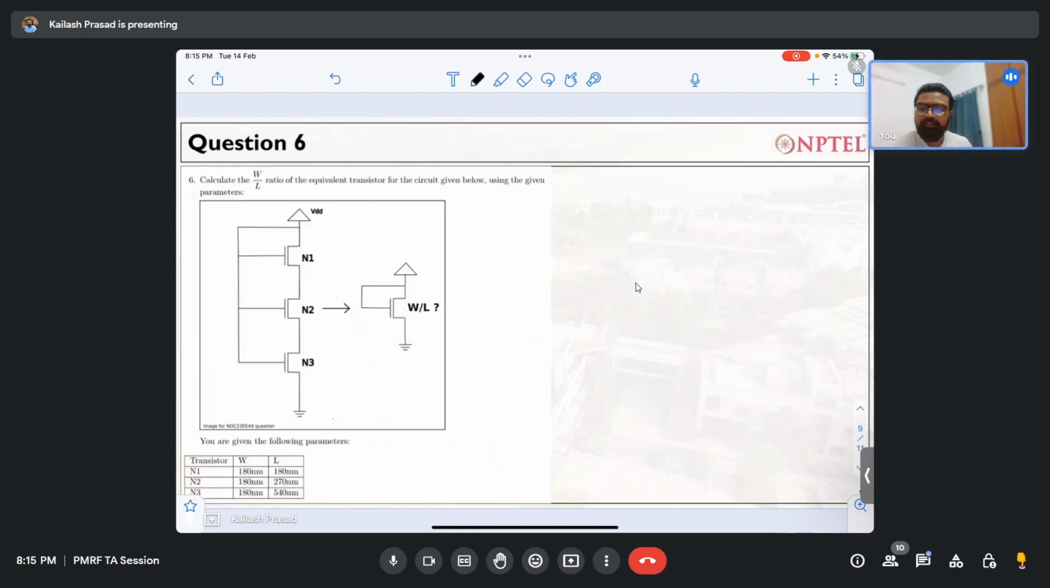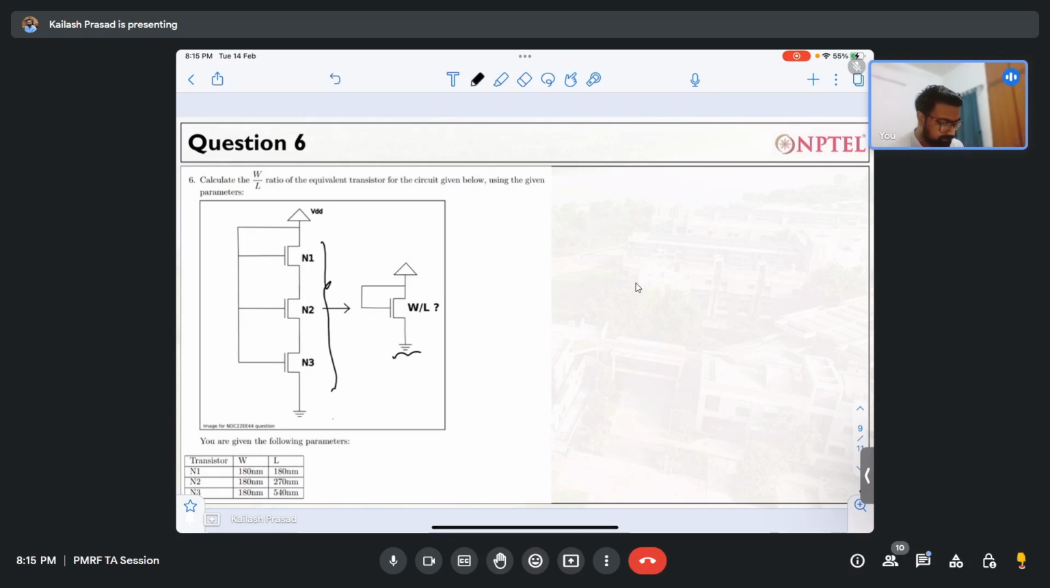Moving to again a very simple question. It's extremely simple, you should quickly answer in 2 seconds. What should be the W by L equivalent of this particular circuit? This has been discussed in class. If I make this particular stack into this one, what will be the equivalent W by L?